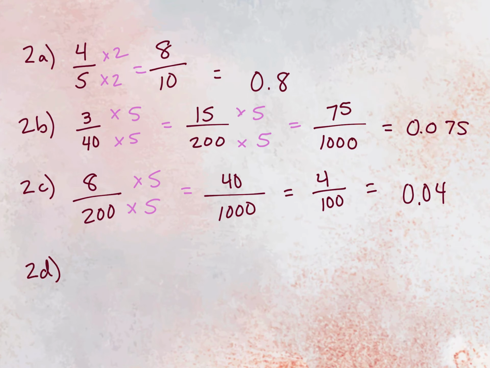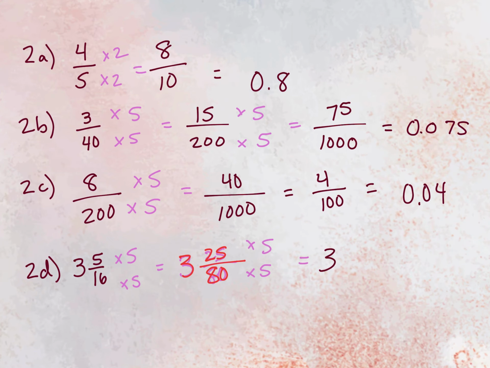And 2D. We have 3 and 5 sixteenths. If I multiply by 5 and by 5, that would give me 3 and 25 over 80. Oops. Then we are going to times by 5 again, just for the fraction piece.